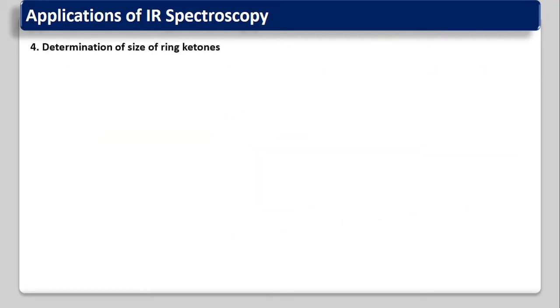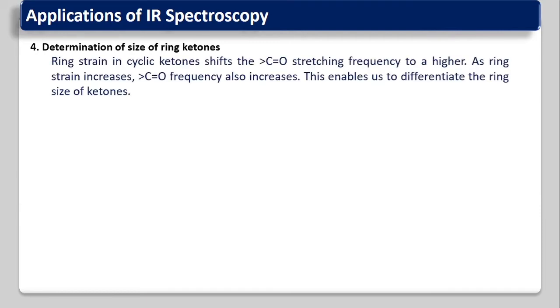The fourth application is the determination of the size of the ring of ketones. Our ketones may be cycloheptanone, cyclohexanone, cyclopentanone, cyclobutanone, or cyclopropanone. We can find out the ring size of those ketones also by using IR spectroscopy. The ring size in a cyclic ketone shifts the CO stretching frequency. As the ring strain increases, the stretching frequency of the cyclic ketone also increases, and this enables us to differentiate the ring size of the ketone.